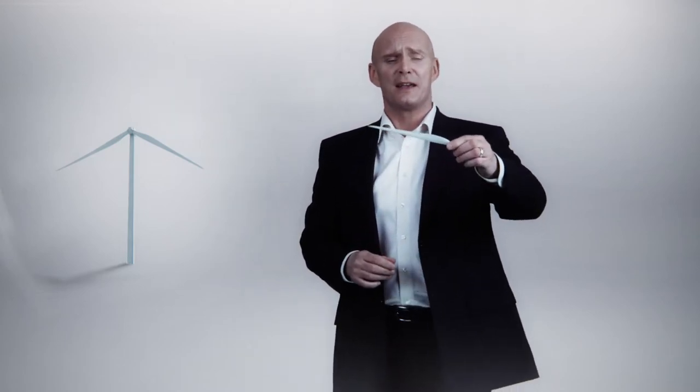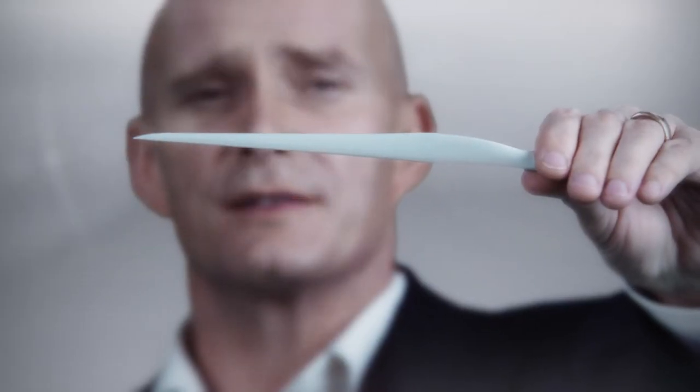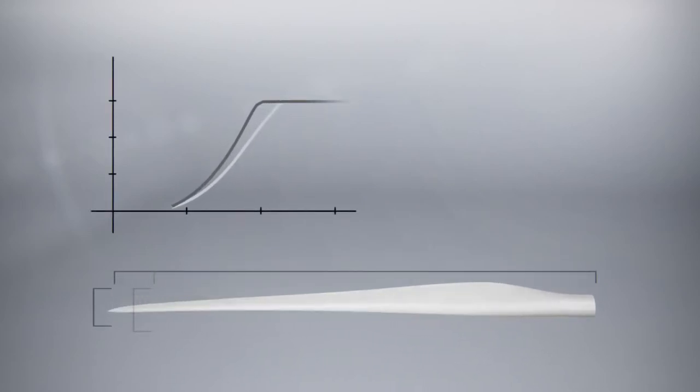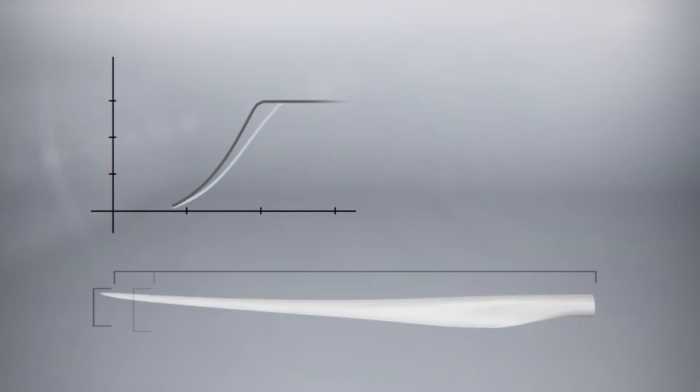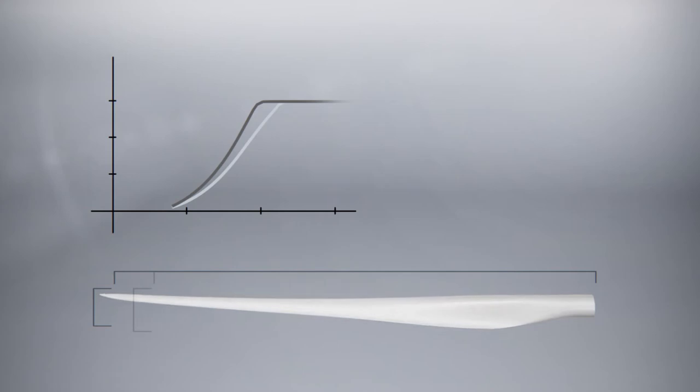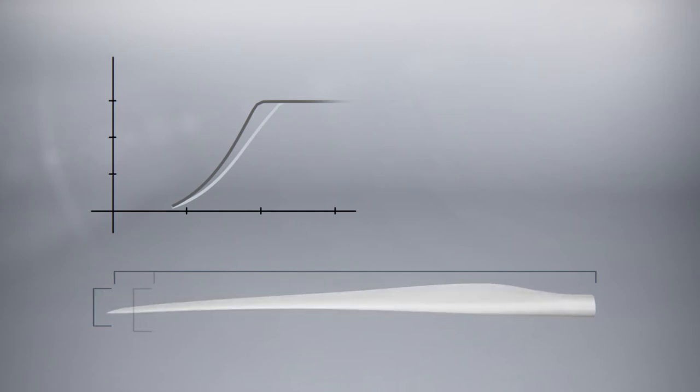LM Wind Power blades can increase the annual energy yield from a wind turbine by as much as 10% compared to conventional blades. In fact, over a 20-year period, an improved energy yield of just 4% can pay for the blade set. And increasing blade length while maintaining the loads is one way to do this.